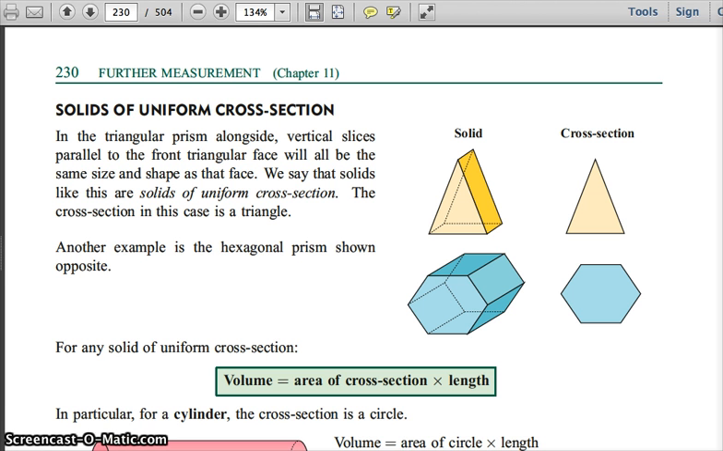Alright? So when they're a uniform cross-section, what it means is every time we cut it through somewhere, we get the same, uniform being the same, yeah? We get the same face facing out.